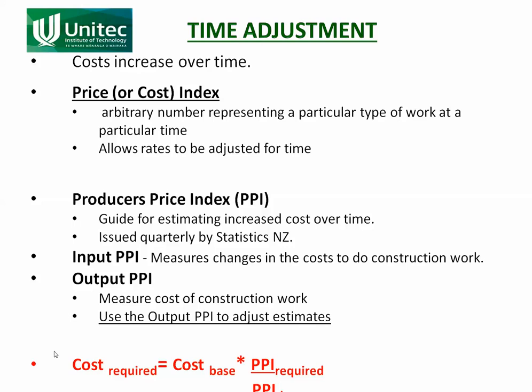So we need to adjust it using this equation. Unfortunately, it's dropped off the bottom there, so it's cost required. So the cost of the new project equals the cost of the old project, the one that you already have a price for, times the PPI of the new project over the PPI of the base. So that ratio is an adjustment. You're just taking this price and adjusting it for time changes.